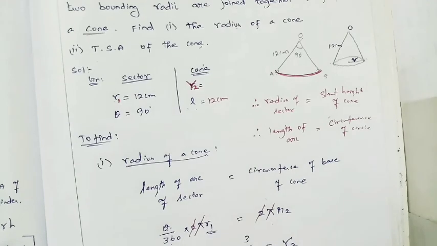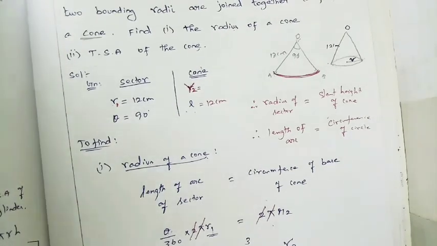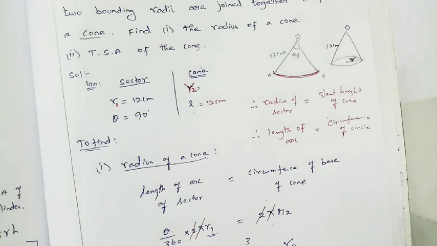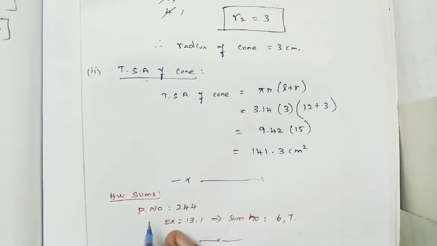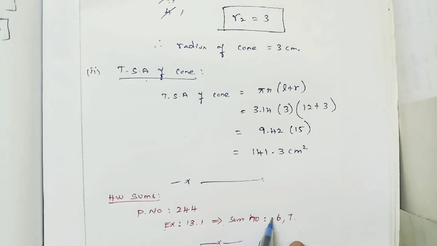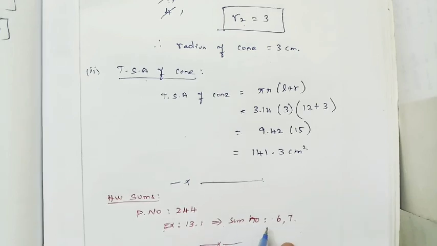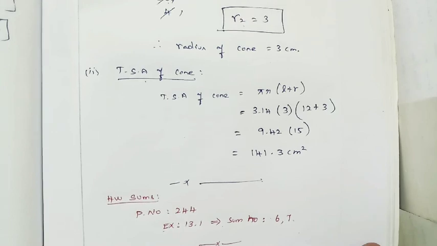And today's homework is from your NCERT book. Take page number 244, exercise 13.1, sum number 6 and sum number 7 as homework. Note down the homework sums: page number 244 in your NCERT book, exercise 13.1, sum number 6 and 7. Today this concept is over, and tomorrow we can start a new concept. Thank you.